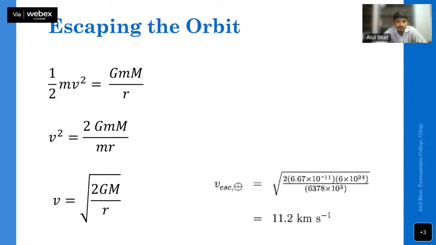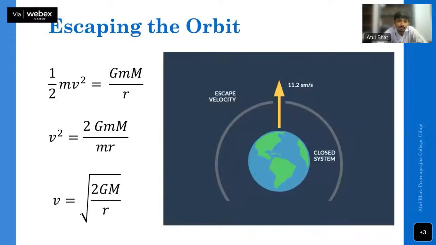If you substitute the value of G, which is the universal constant, 6.67 into 10 power minus 11, and if you substitute the mass of the Earth and the radius of the Earth, you will get the escape velocity to be 11.2 kilometers per second, which means to escape from Earth's gravitational pull, you need to have a velocity which should be a minimum of 11.2 kilometers per second. So if you move exactly up with the velocity of 11.2 kilometers per second, then you will escape the gravitational pull and go away into space.